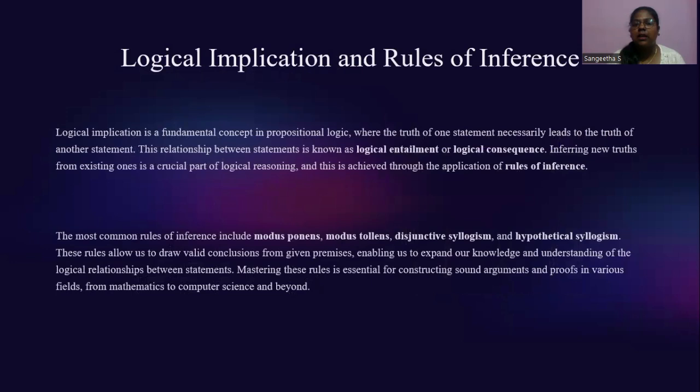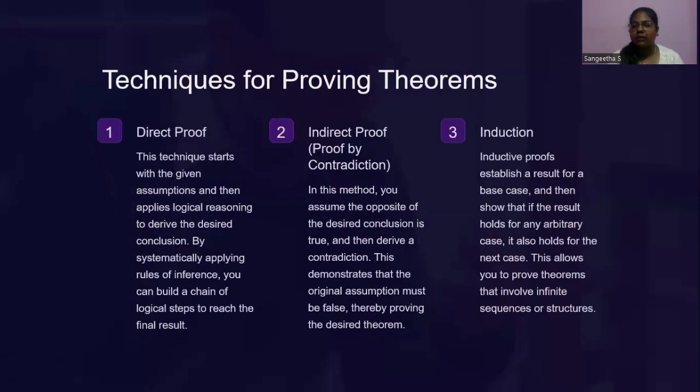Next is logical implication and rules of inference. Logical implication is a fundamental concept in propositional logic, where the truth of one statement necessarily leads to the truth of another statement. This relationship between the statements is known as logical consequence. The most common rules of inference include modus ponens, modus tollens, disjunctive syllogism, and hypothetical syllogism. These rules allow us to draw valid conclusions from given premises. Techniques for proving theorems: direct proof, indirect proof, and induction.